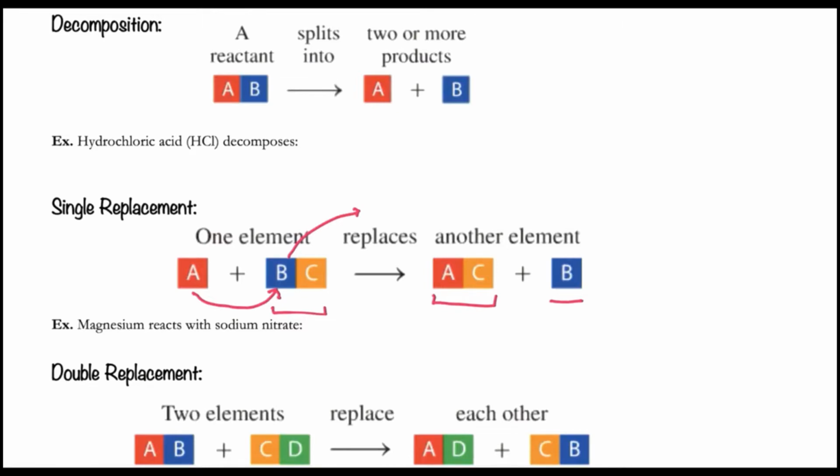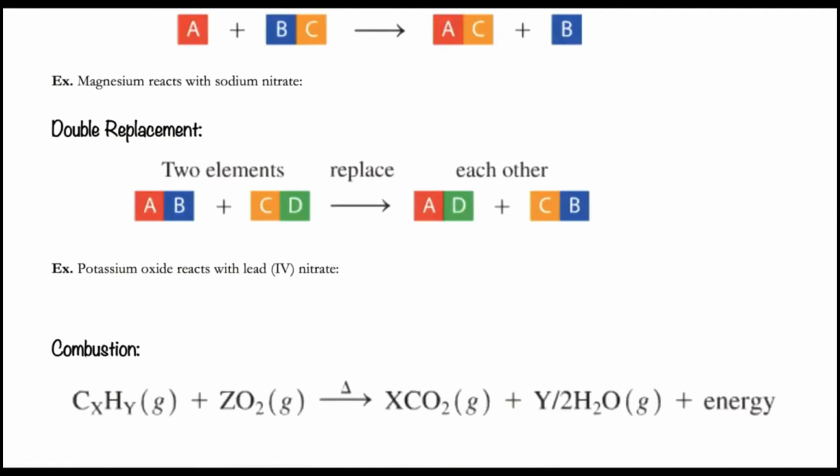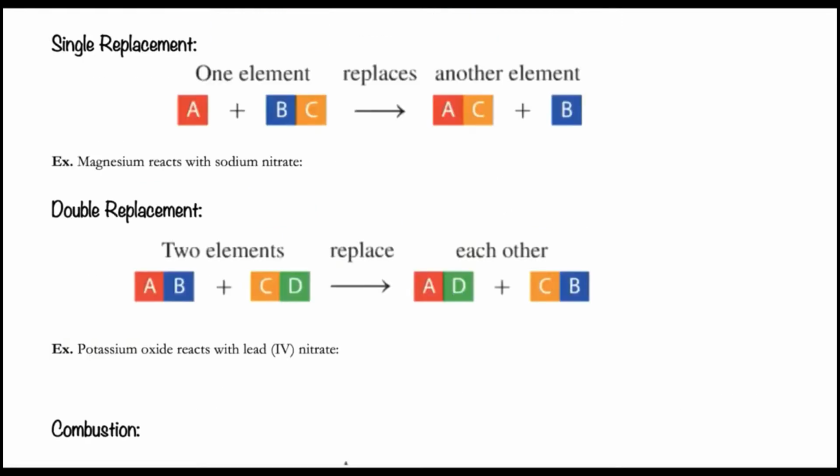A double replacement reaction is similar to that, except it's kind of a do-si-do. So notice A and B are partners, C and D are partners, and then they switch up partners. So A goes with D and C goes with B. So unlike single replacement where you have just one element going in and kicking out, in double replacement you have a complete switcheroo of partners.